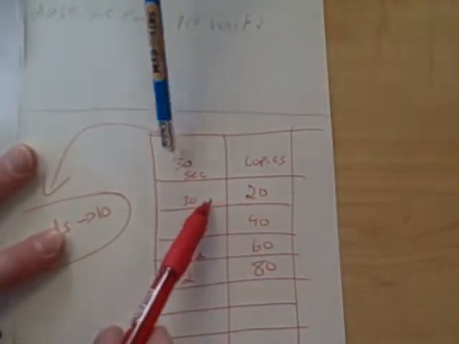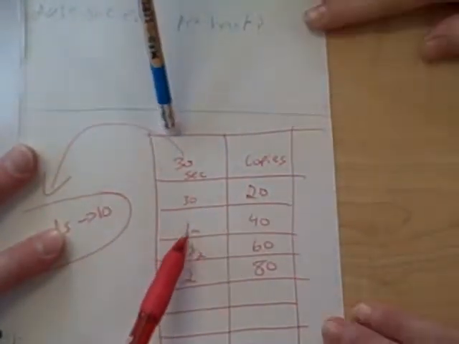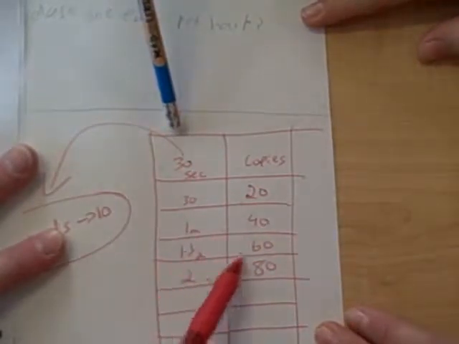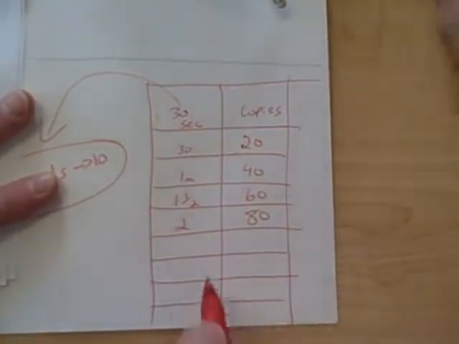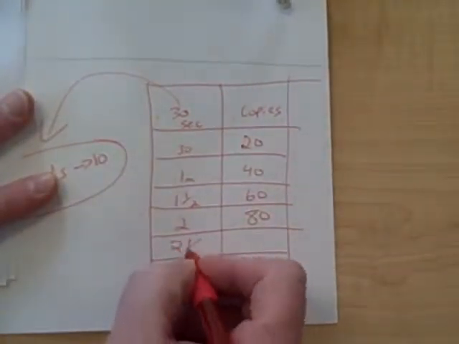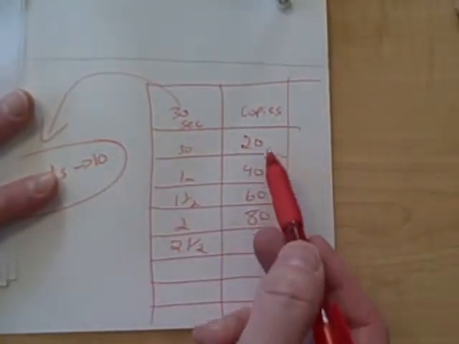And let's go back to that one thing we were talking about. Let's move this over, where we made this little table. Every 30 seconds, it makes 20 copies. So in 1 minute, it makes 40 still. 1.5, it makes 60. 2 minutes, it makes 80. So in 2.5 minutes, what would it make, Jared? It's going up by 20. Yep.